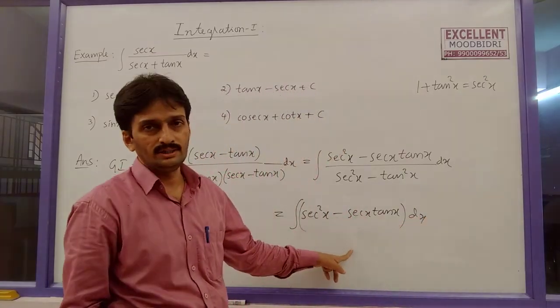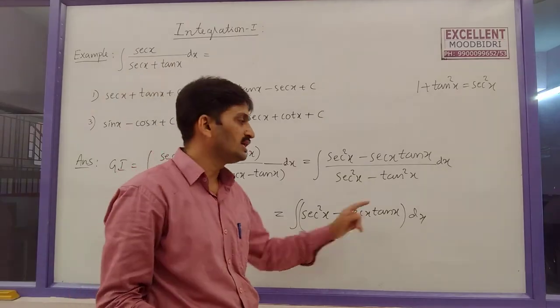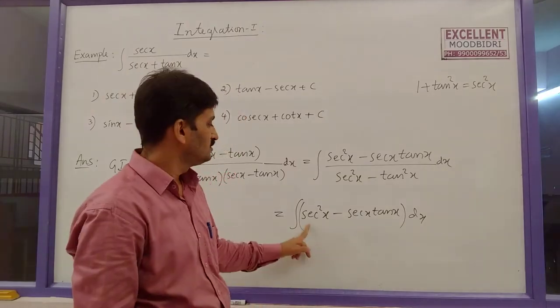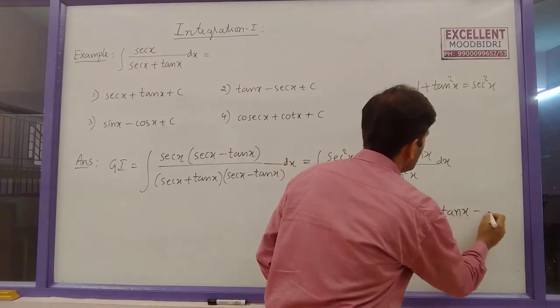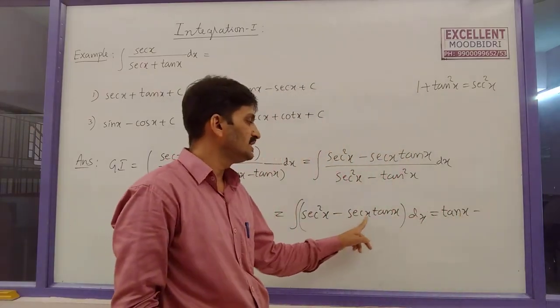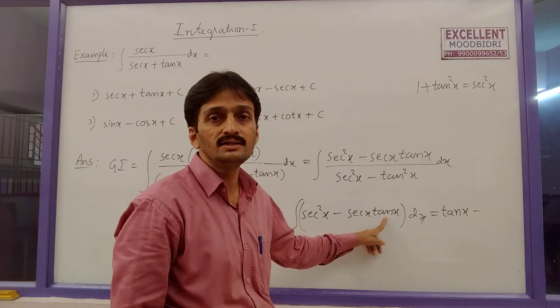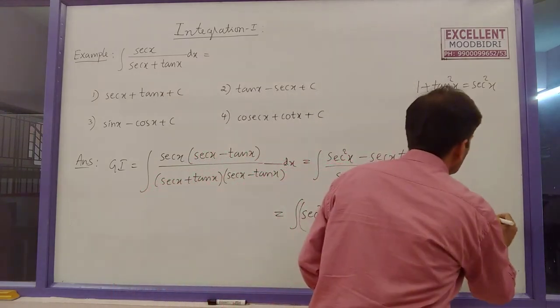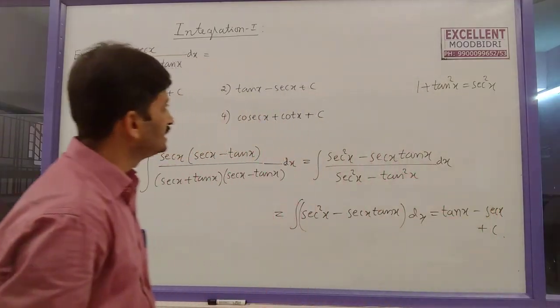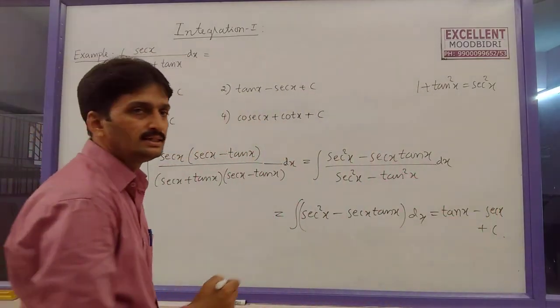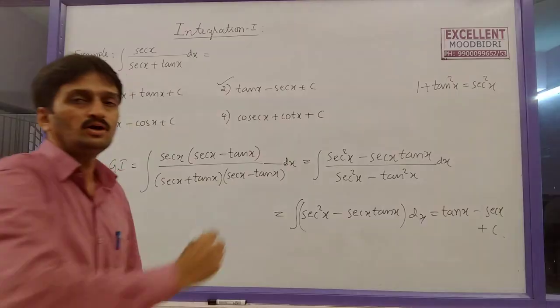So you can ignore that. Now see, both are standard integrals. Integration of secant square x is tan x, minus integration of secant x into tan x, standard integral, secant x, minus secant x plus c. So the answer is tan x minus secant x plus c, second option.